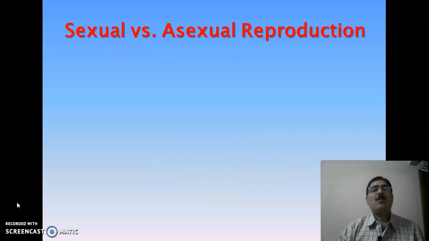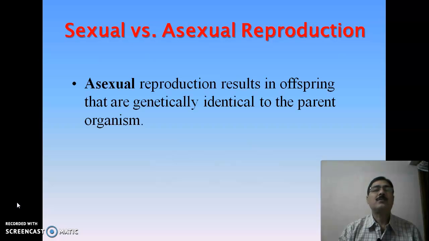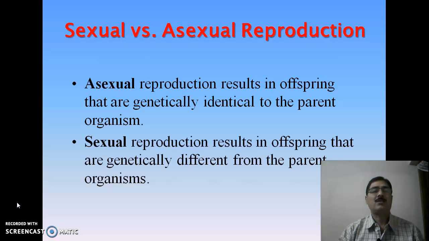Now first of all, what is the difference between sexual and asexual reproduction? In the case of asexual reproduction, there is formation of genetically identical offsprings which are more or less similar to the parent organism. In the case of sexual reproduction, there is formation of offspring which are genetically different from the parent organism. It happens due to presence of variation and there is involvement of two parents in sexual reproduction.